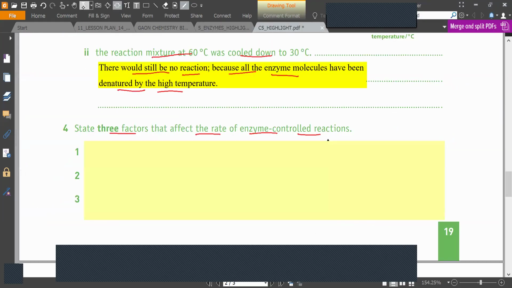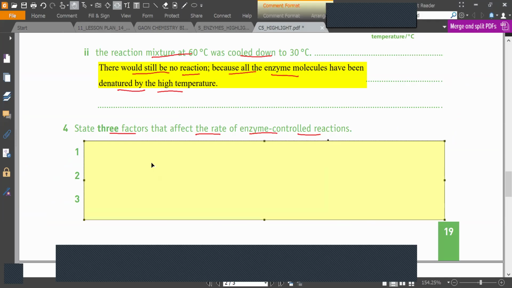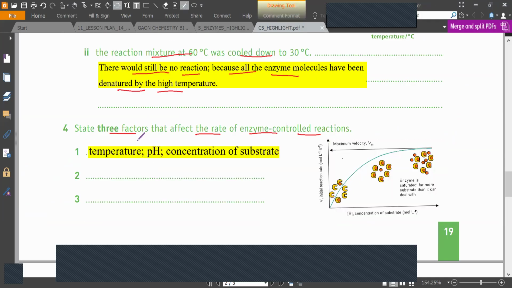So these are the three factors, what we mentioned just now. Temperature, pH, concentration of substrate. All three have an effect.